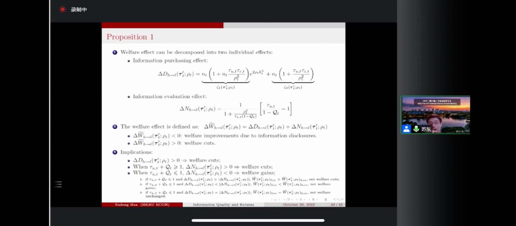Here from a higher corner equilibrium to lower equilibrium, if this welfare change is positive, it means that the welfare cost always. And in terms of the IE effect, it is not certain because for the second term, the tau u over 1 minus big Q_t minus 1, this can be positive or negative or exactly zero. So the second IE effect can be welfare gains, welfare cuts, or break even, so no welfare change. If they have the same sign, they strengthen one another. If the signs conflict, the overall welfare change depends on which one is stronger. This is the key intuition of this proposition.